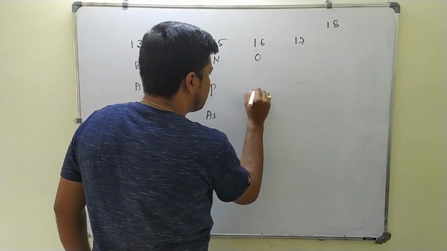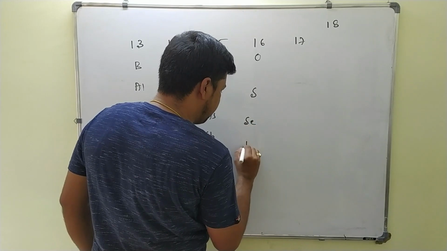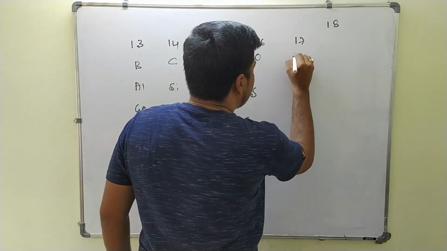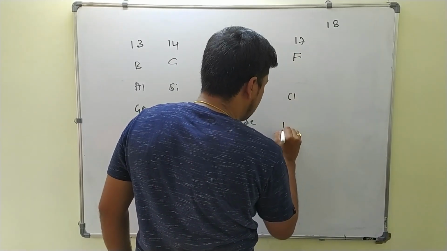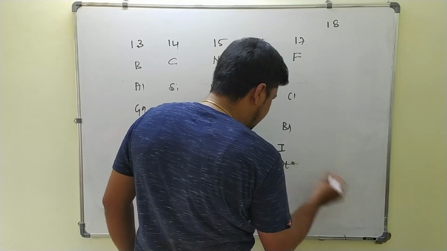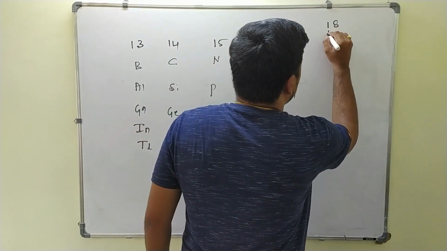Group 16: oxygen, sulfur, selenium, tellurium and polonium. Next, group 17 is what? Fluorine, chlorine, bromine and iodine. Then the last element is astatine. Group 18 is noble gases.